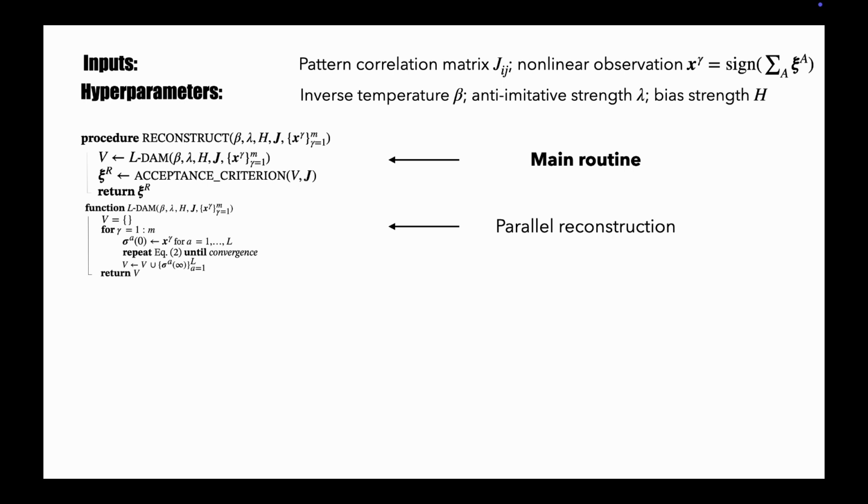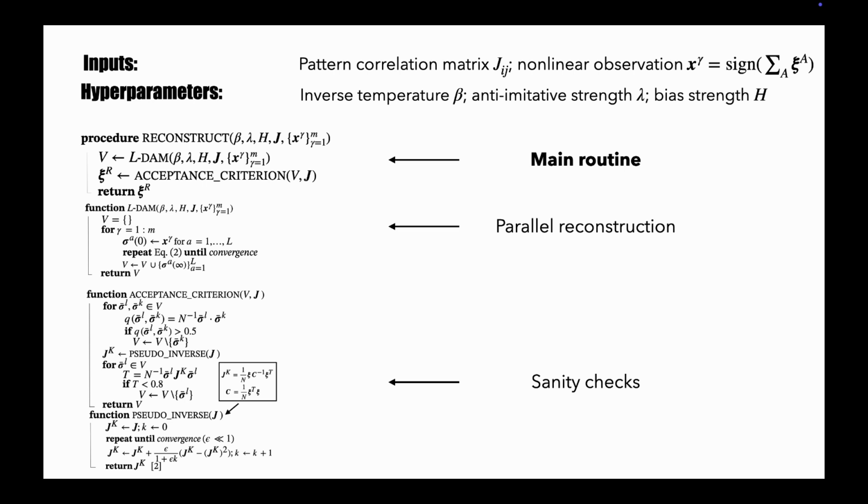Thanks to anti-imitative coupling, the layers do not all fall into the same attractor. Instead, they tend to spread over different patterns while being driven by the same mixed input. Repeating this procedure over many different mixtures, the machine performs parallel reconstruction. From a cloud of spurious combinations, it gradually assembles a library of distinct candidate patterns.